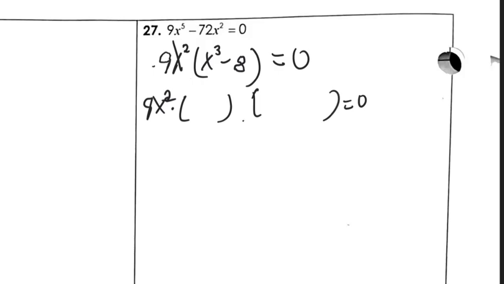All right, problem 27. We have a fifth degree equation with a leading coefficient of 9. And it's equal to 0, so I know I can solve this, find the solution.